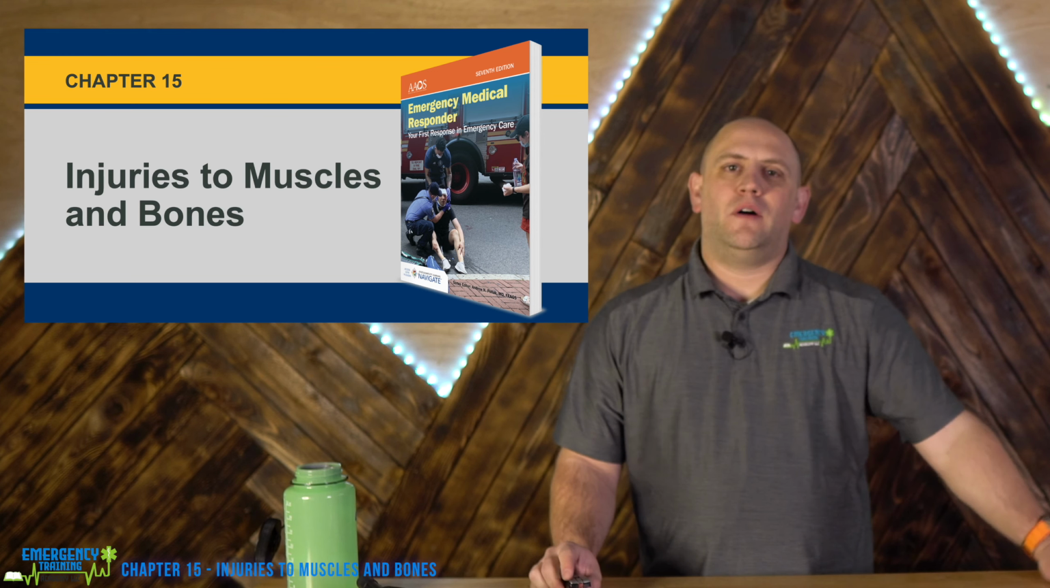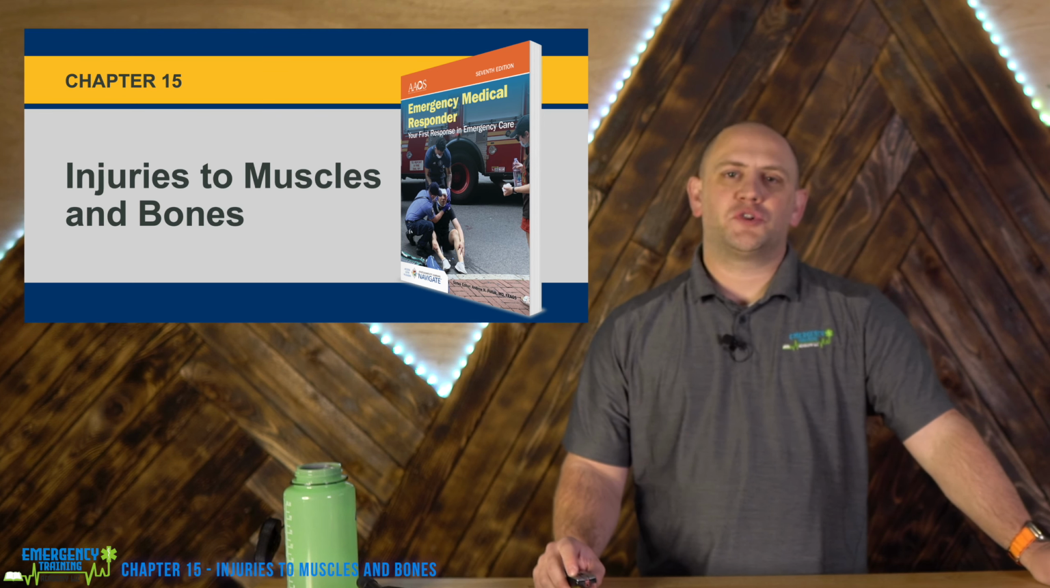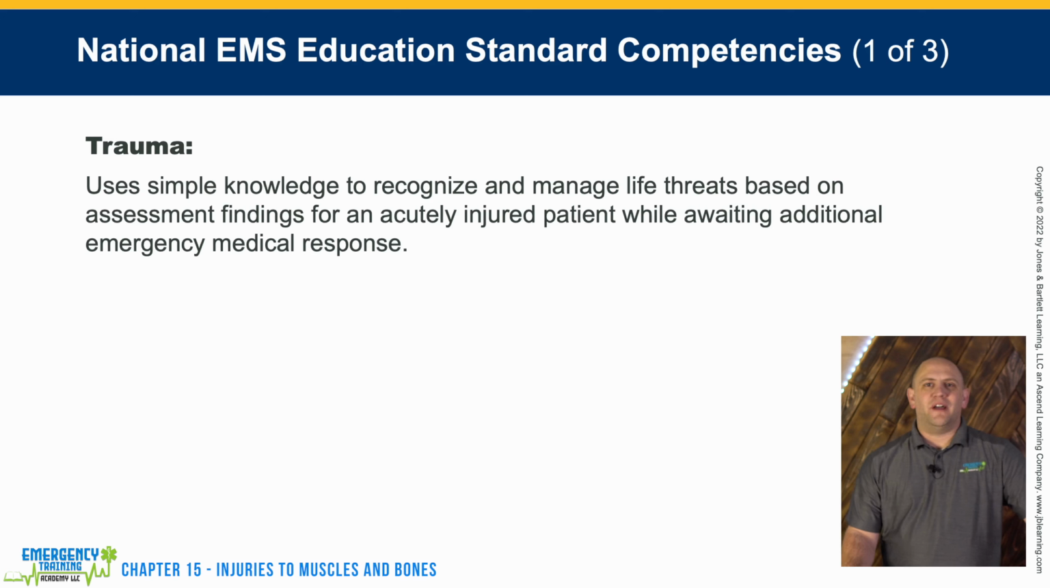Here, we're going to end up talking about all sorts of different injuries, as well as some splinting and how to treat those injuries. We're going to start out by looking at the National EMS Education Standards. For this chapter, we have a trauma standard: uses simple knowledge to recognize and manage threats based on assessment findings for an acutely injured patient while awaiting additional emergency medical response.